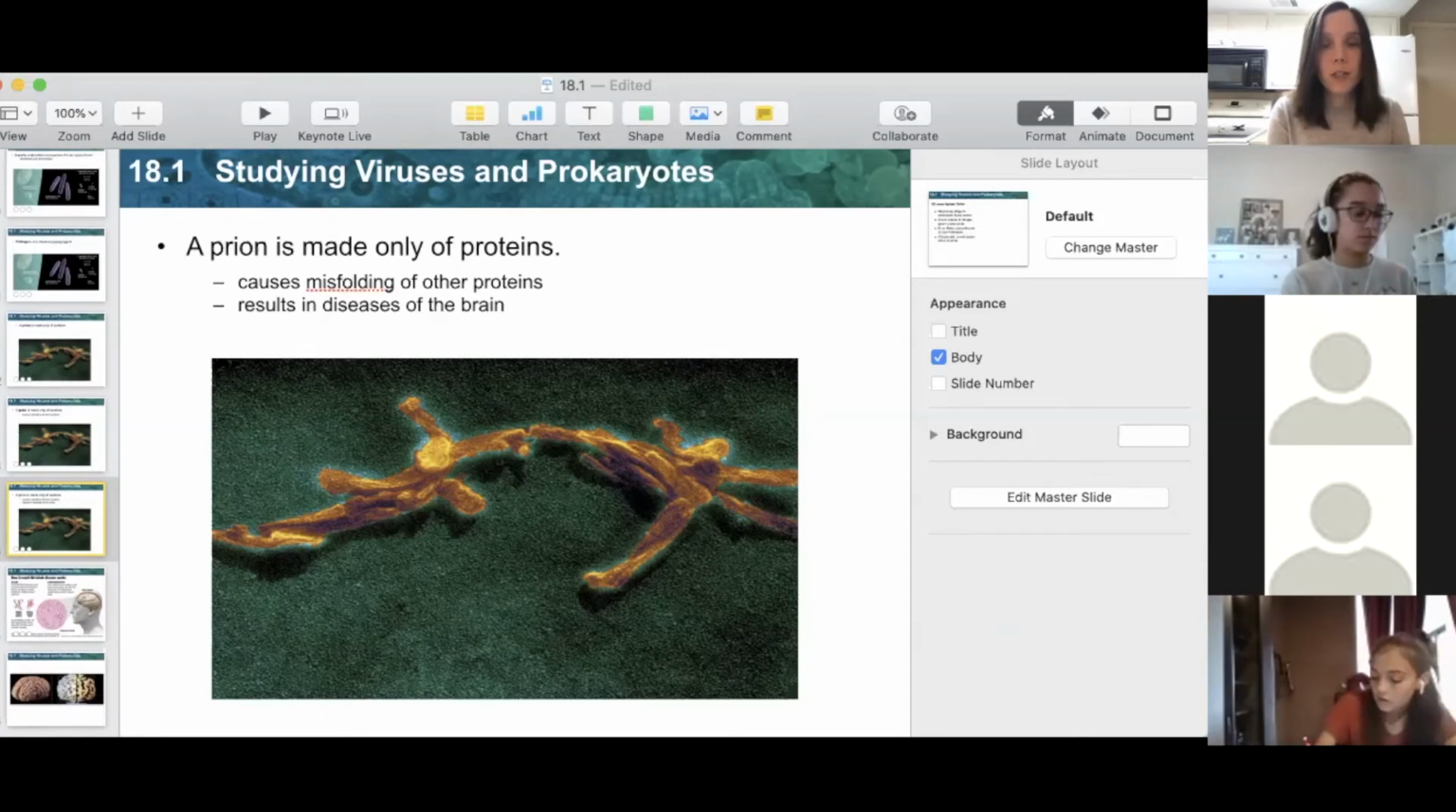So just like a virus, it's not a living thing. It's made of a chemical, a protein. It has no RNA, no DNA. Nothing about it is living, but it can still cause disease in living creatures.